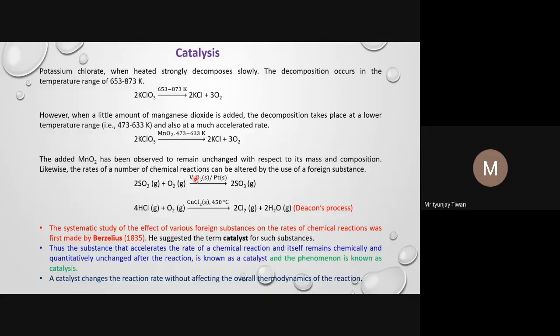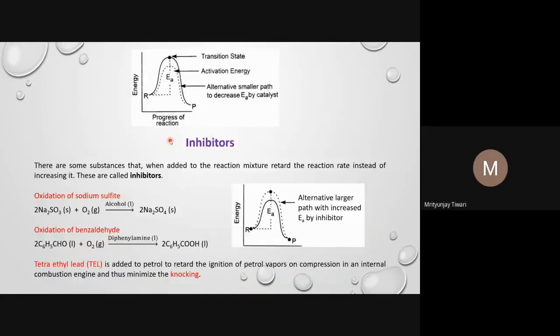We have seen all these examples. MnO2 catalyzes the decomposition of KClO3, potassium chlorate, and this is called selectivity. Now let's see the oxidation of benzaldehyde to benzoic acid. The benzaldehyde is oxidized to benzoic acid, but in the presence of diphenylamine, the oxidation process slows down, and that is why diphenylamine is called an inhibitor for the oxidation of benzaldehyde to benzoic acid.